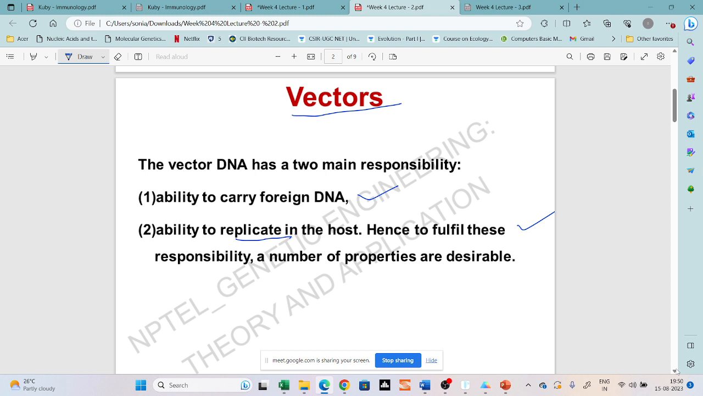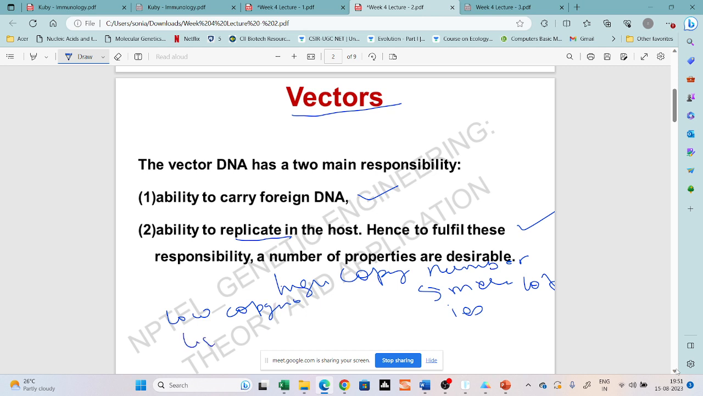So when I say that a vector is of high copy number, it means that it is producing more copies inside the host. And if I say that a vector is low copy number, that means it is producing fewer copies. So a high copy number vector is replicating more, and a low copy vector is replicating less. These are the two major properties of a vector.